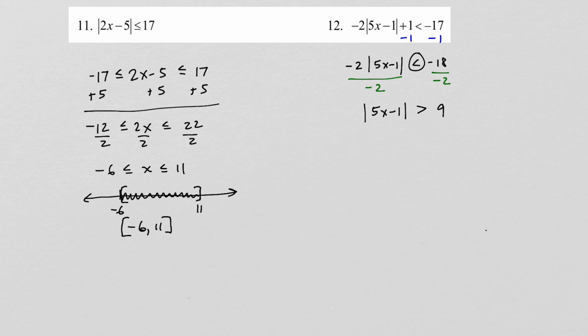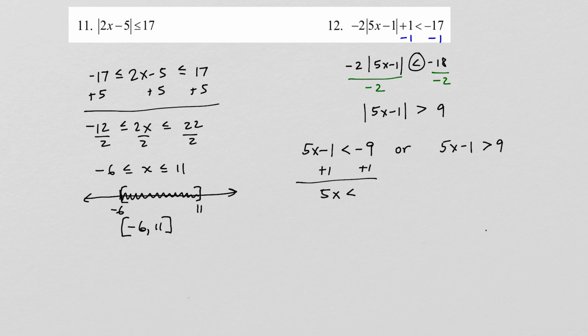Now, the procedure for this problem is different than the last problem because here we have greater than. So if the absolute value of a number is greater than 9, the only way that can happen is if that number itself is bigger than 9. So in this case, 5x minus 1 is bigger than 9. Or the other way it can happen is if the number is less than negative 9. And you have to set up two separate statements for this. After that, we can solve this fairly easily.